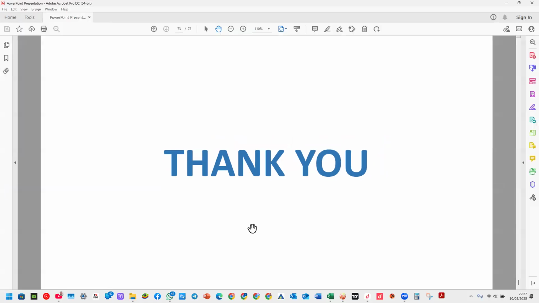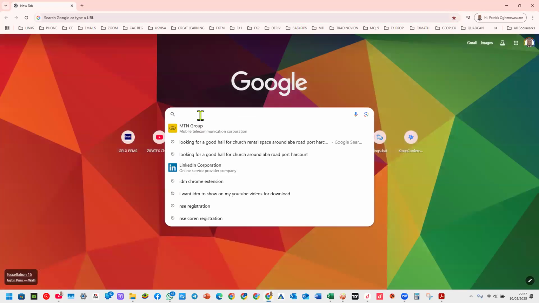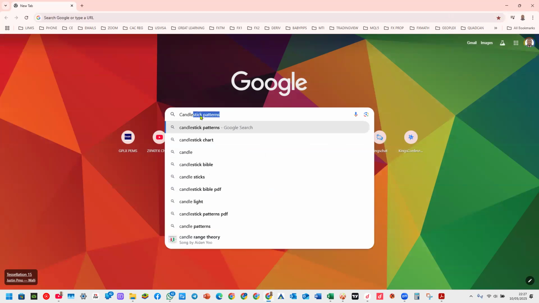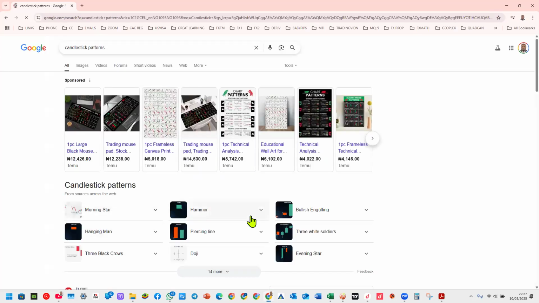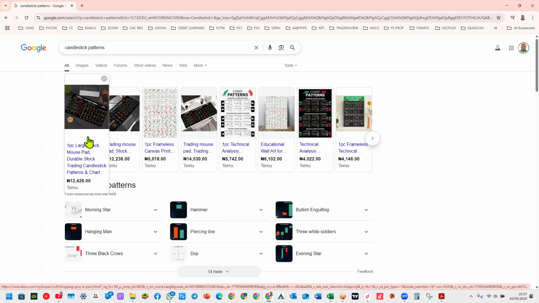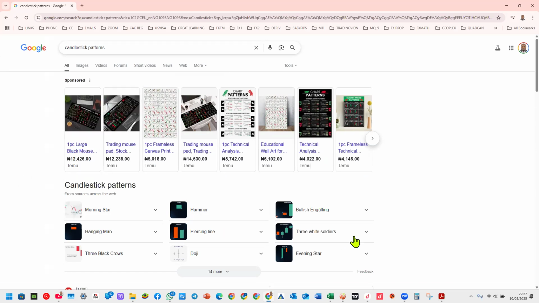So basically, just to familiarize yourself, one thing I tell people is to go to Google, for instance, and search for candlestick patterns, right? And it's going to bring a whole lot of stuff for you, including the selling candlesticks.